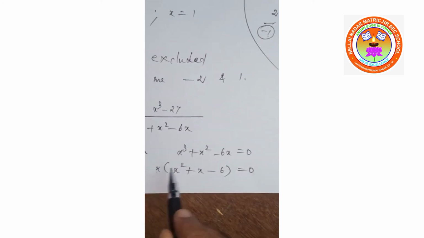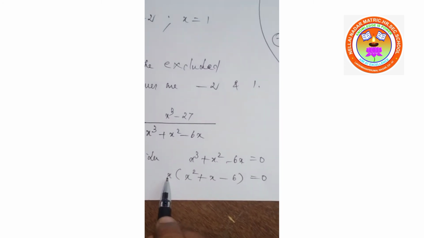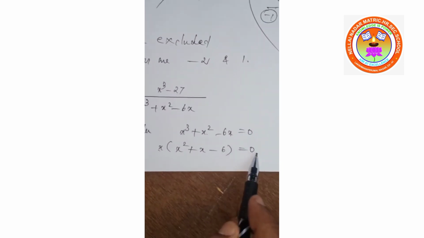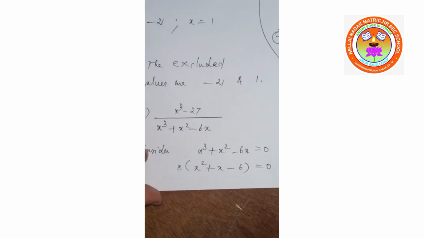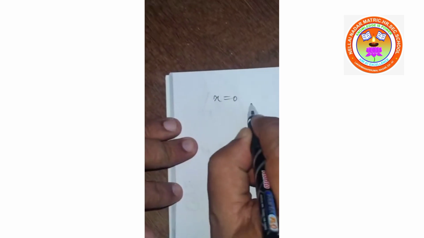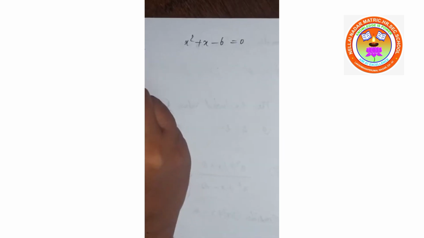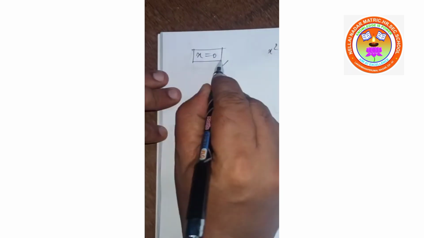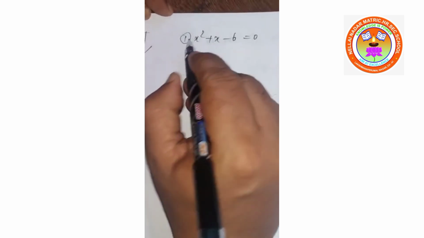We have taken x as common here: x cube, x squared, x. Which one is the least? x. So that one is common. So product of these two equals 0 means either x equals 0 or this expression equals 0. That is x equal to 0 or x squared plus x minus 6 equal to 0. Here we have one excluded value. This one has to be factorized. Coefficient of x squared is 1.